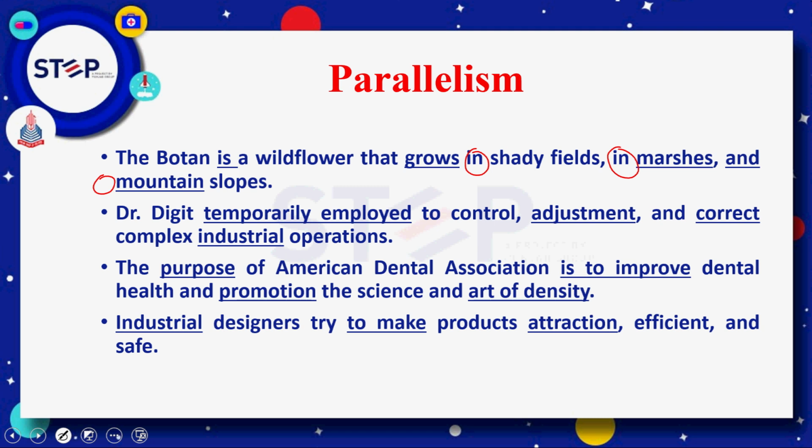Dr. Digit temporarily employed to control, adjustment, and correct complex. So in this sentence, control is a verb and correct is a verb. So this adjust should also be a verb. This adjustment is making it a noun, which is wrong.